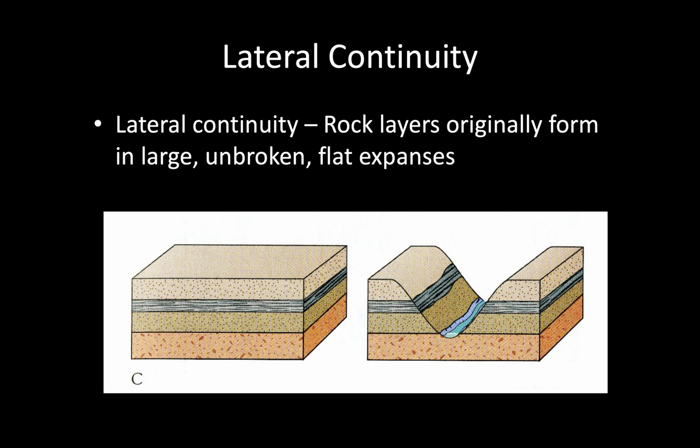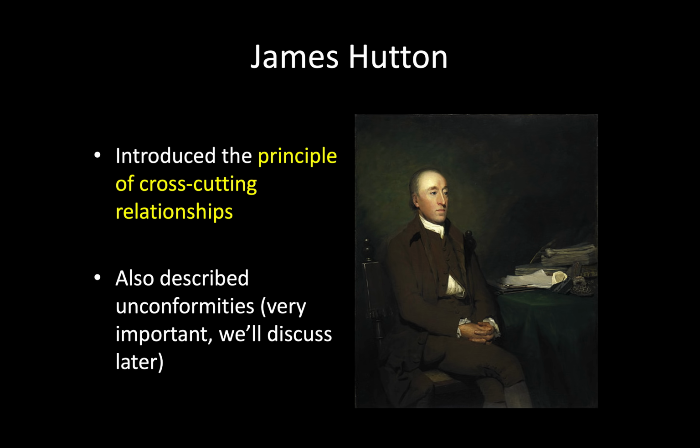And this third one, lateral continuity. Lateral means essentially horizontal in space, and continuity means continuous. So rock layers form in large, flat, unbroken expanses. So that means they form like the left column in C. They form flat, plane features. Over time, that can change. And what you're looking at here on the right-hand column is that change. See, a river has cut through and worn out down the center of those layers. That river came after.